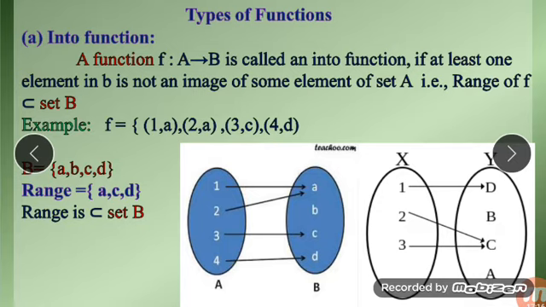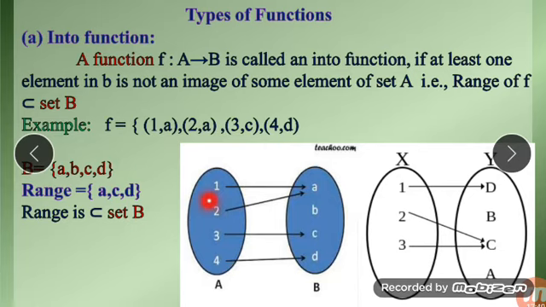The first function here is into function. A function f: A to B is called an into function if at least one element in set B is not an image of some element of set A. That is, range of f is a subset of B. We can better understand into function with the help of an example here.